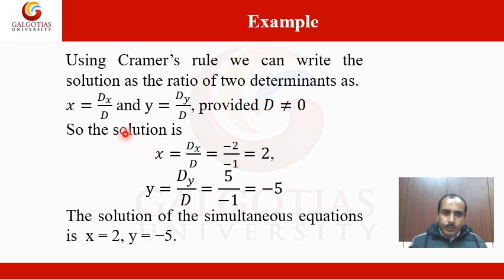For this, substitute the values of Dx, Dy and D in x and y. We get x equal to minus 2 upon minus 1, that is 2, and y equal to Dy upon D equal to 5 upon minus 1, that is minus 5. So the solution of the simultaneous linear equations in the given example is x equal to 2 and y equal to minus 5. This is the process of how to apply Cramer's rule in the given problem.